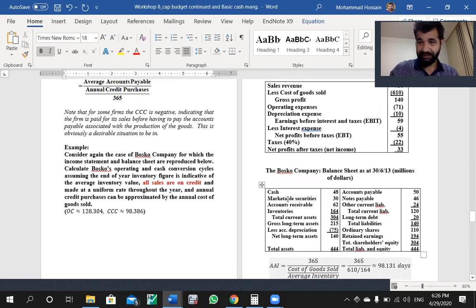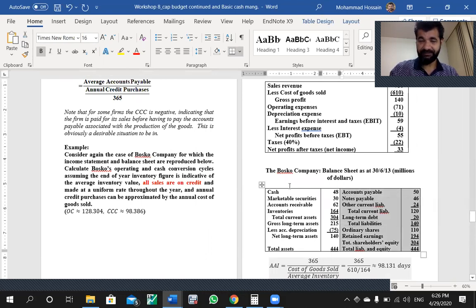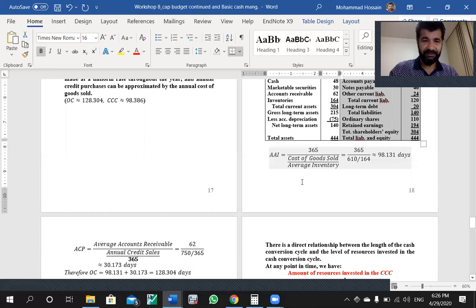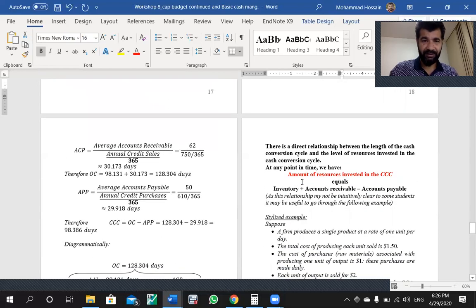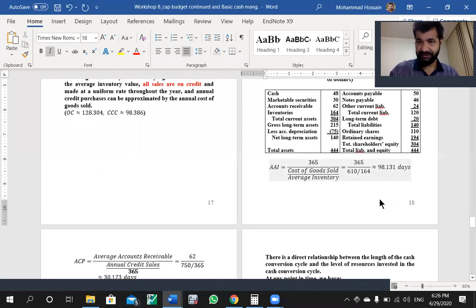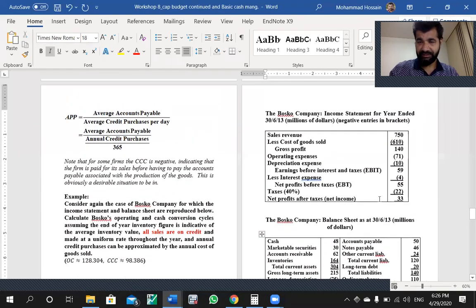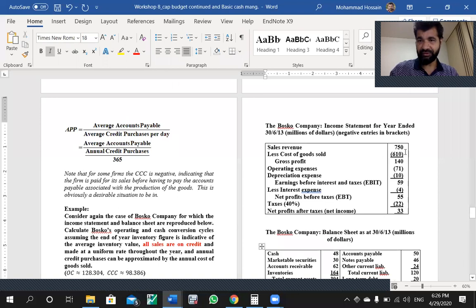Where is, okay, accounts payable? I think they use the accounts payable as the purchase in here. 50. Credit purchase 610. Which figure? They use the total cost of goods sold as credit purchase.